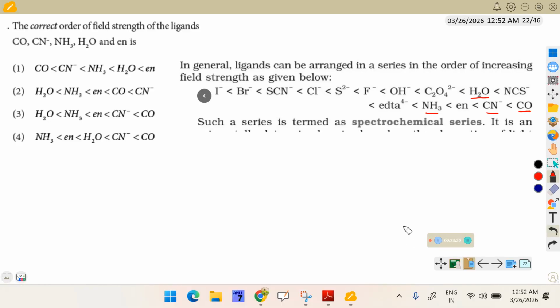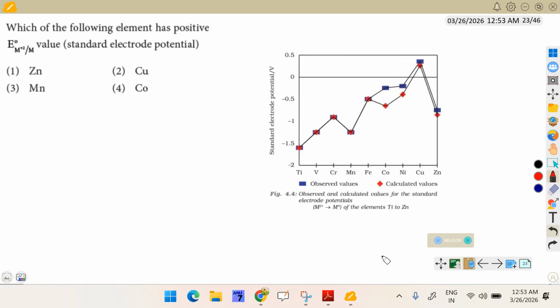The correct order of field strength of the ligands: H2O < NH3 < en < CN- < CO. Third option is the correct option. Which of the following elements has positive E0 for M2+/M value? Copper.